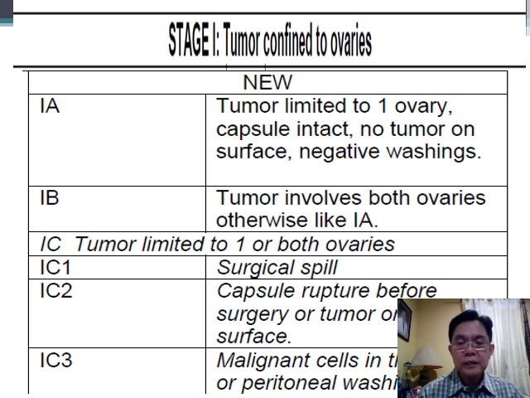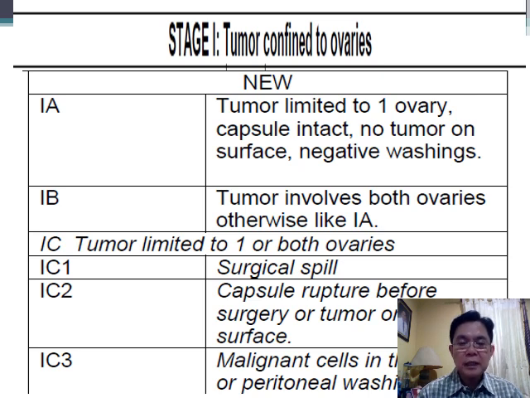Stage 1C2, the capsule is ruptured before surgery or tumor on the surface of the ovary. So when you open up the abdomen, if you see that the tumor is already ruptured, you did not rupture it or it did not rupture at the time of surgery, the stage is 1C2. And it is supposed to be confined to one ovary. Or even if your tumor did not rupture, but you see tumors or papillary excrescences on the surface of the ovary, then that will also classify your tumor as stage 1C2.